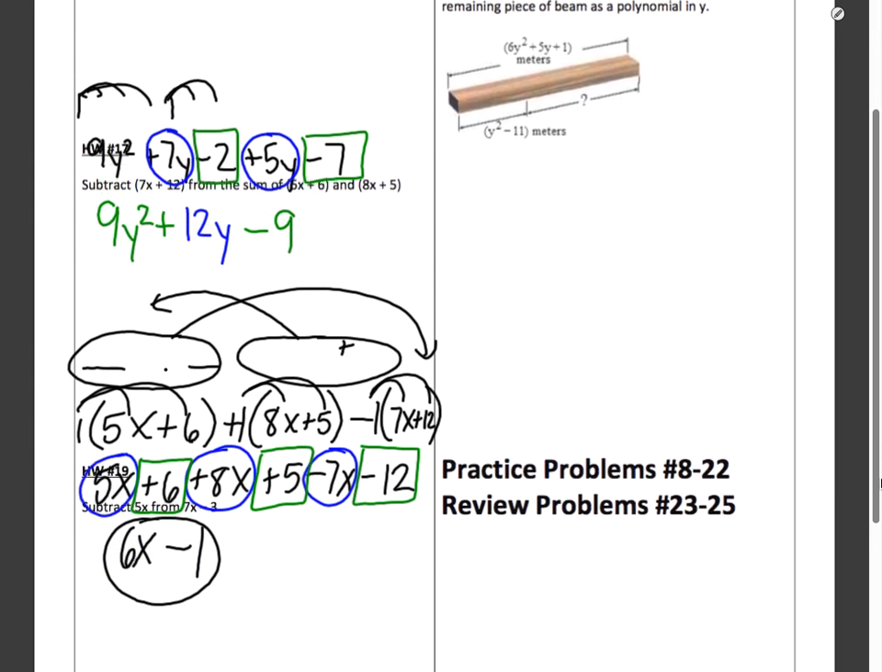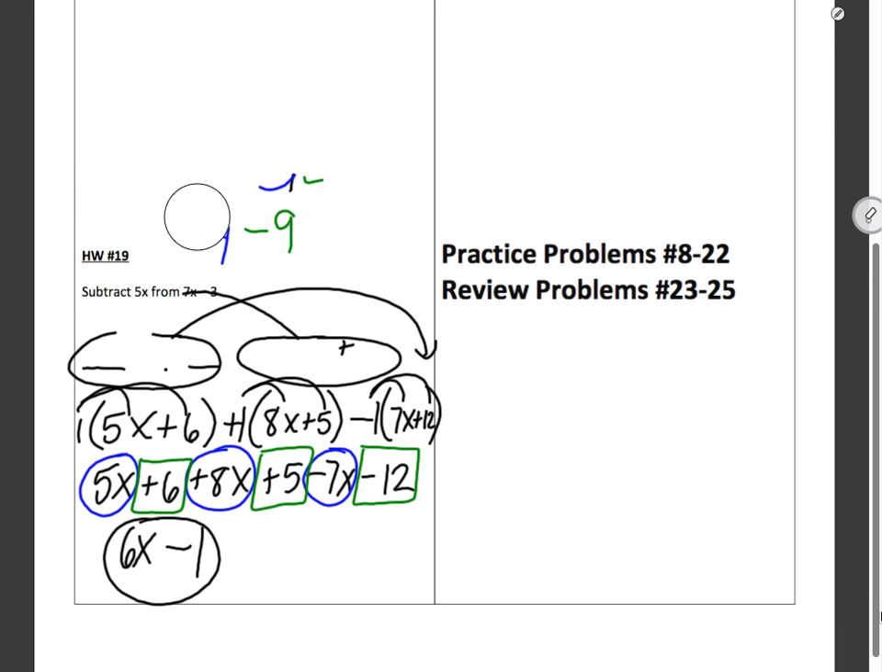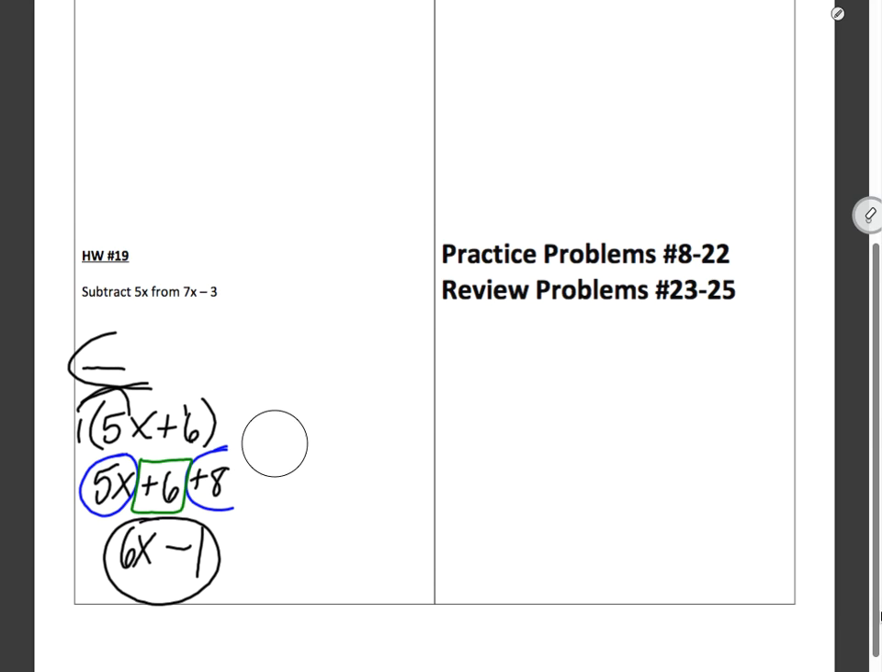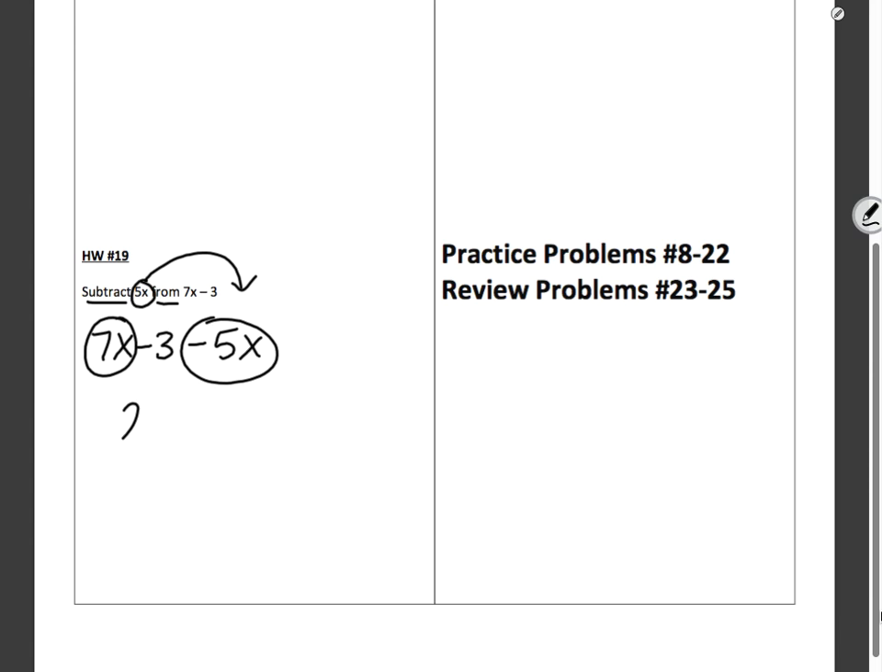Now let's move on to number 19. Very similar to the one we just did. So I'm going to be subtracting 5x from 7x minus 3. So the 5x needs to go at the end. So I've got 7x minus 3 and then minus 5x. So my like terms are 7x minus 5x, which makes 2x, and then just drop down the negative 3 because there's not another term that's like that one. So that one was pretty simple.